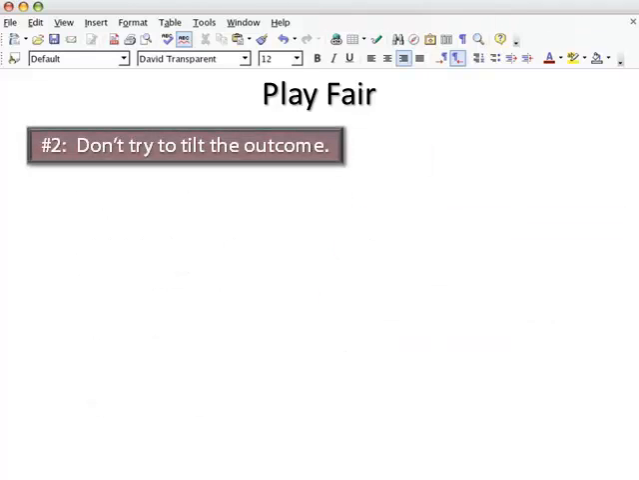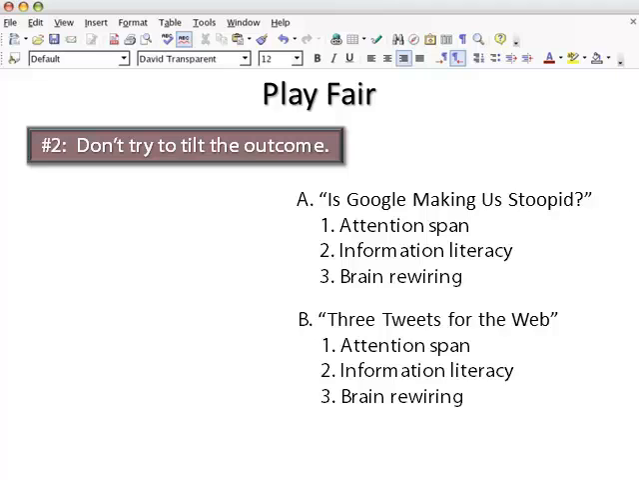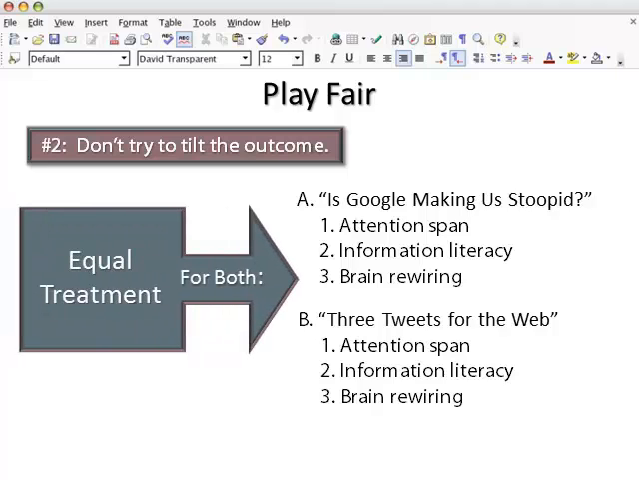Rule number 2. Don't try to tilt the outcome. It's fine to have a preference, but it's not fine to omit or puff up information. Conduct the comparison in a balanced, objective manner, and let the facts speak for themselves.